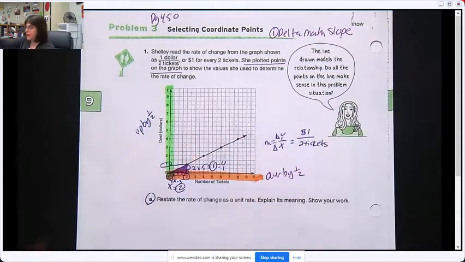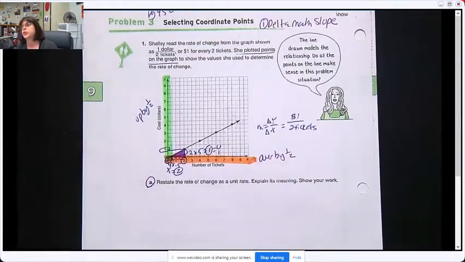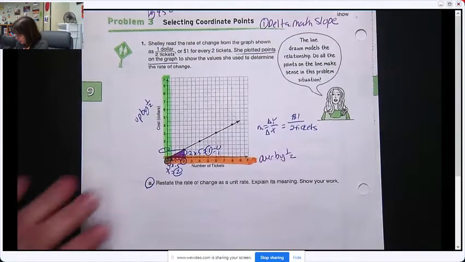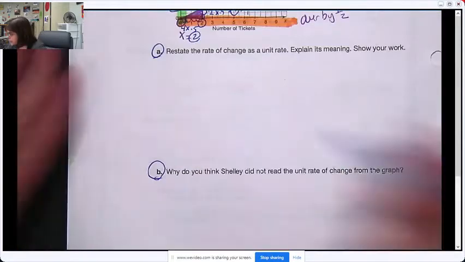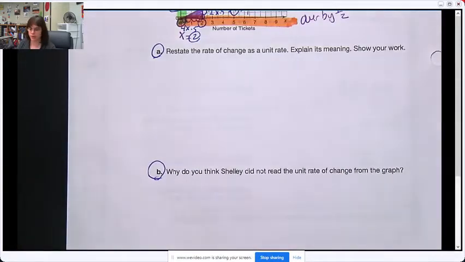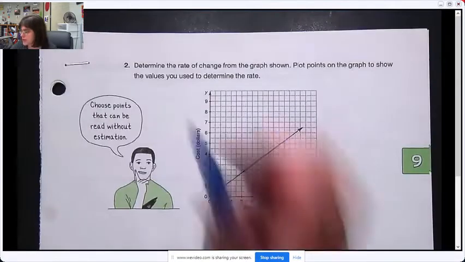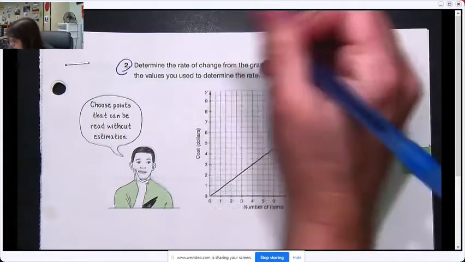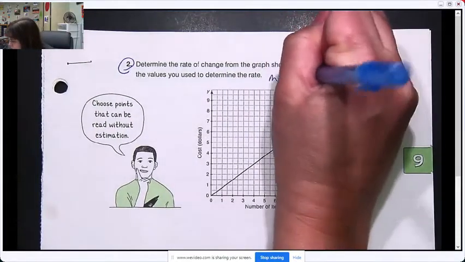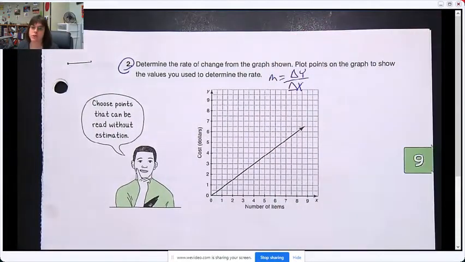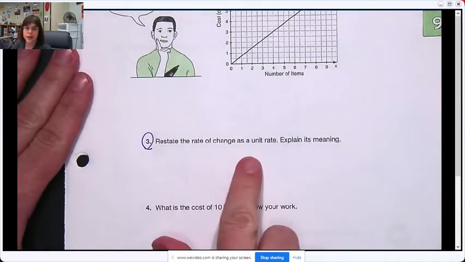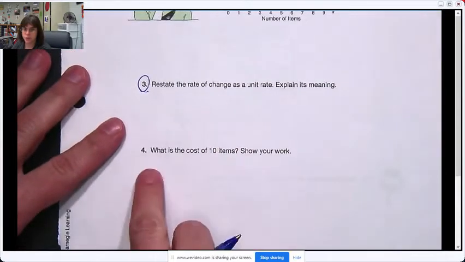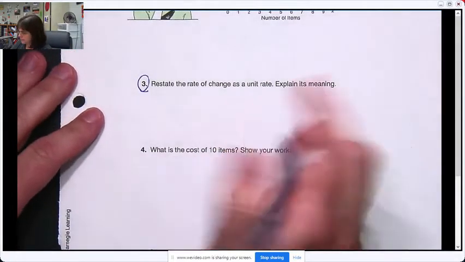Letter A, divide that out as a decimal. What's your rate of change? Okay, I'm going to zoom that in a little so it's a little clearer. B, why do you think Shelley did not read the unit rate from the graph? That's just an opinion. Why do you think that happened? Number 2, determine the rate of change. See if you can make your triangle. Remember, it's the change in y over the change in x. Write your rate of change. Then it says divide it out. Find your unit rate. What's your decimal or the number over 1?